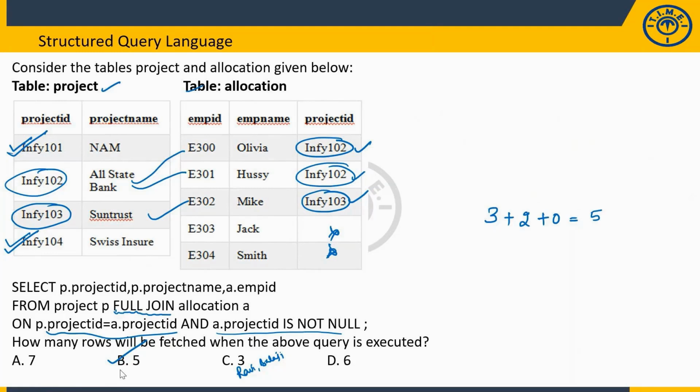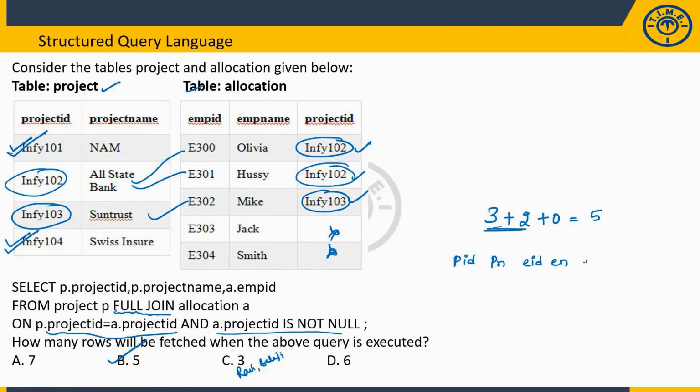Sir, if we do full join, Infi 101 and Infi 104 also get null values, no, sir, in the employee ID and employee name. So, okay, but the condition is project ID is not null, correct? Let it be. That is null values. Employee ID and employee name null, okay. See what you are going to get. What are the 5 tuples? Tell me. Okay, project ID, project name, EMP ID, EMP name, and project ID.